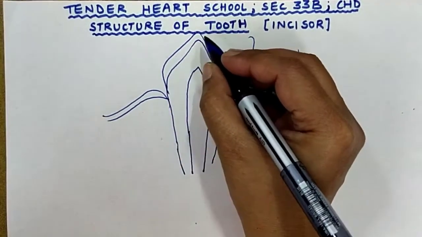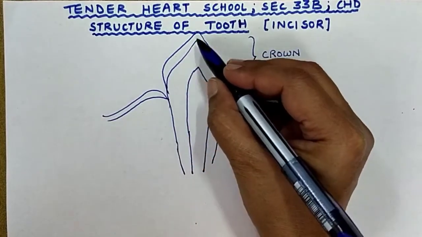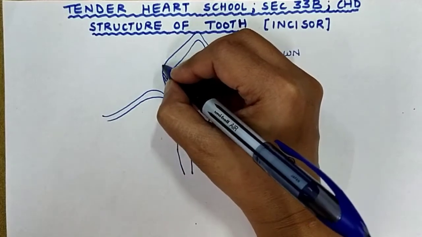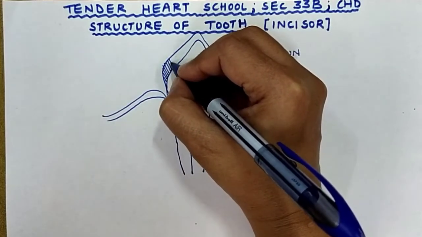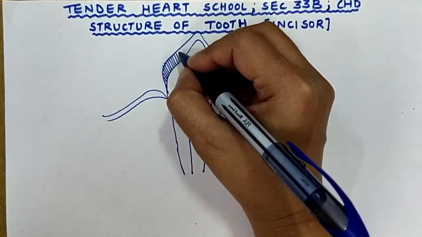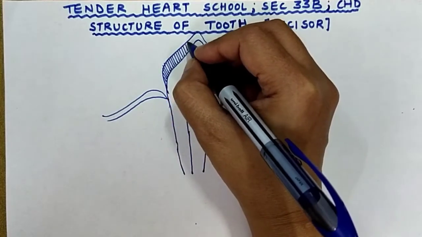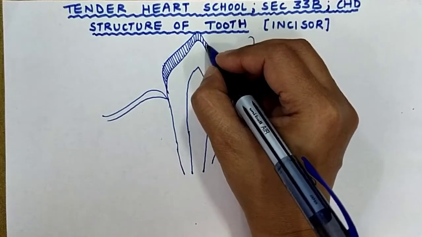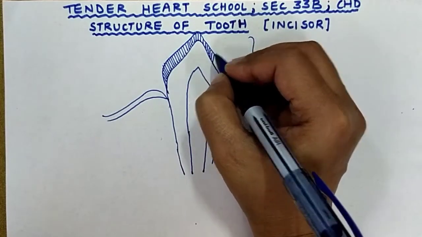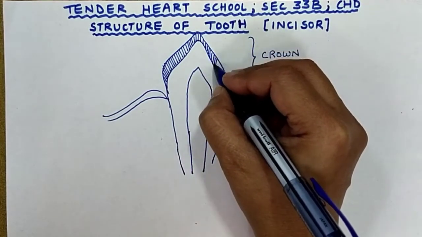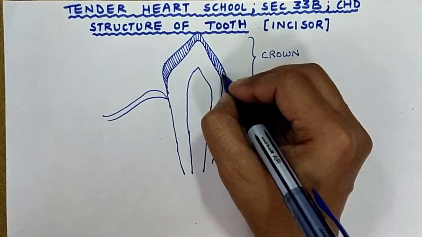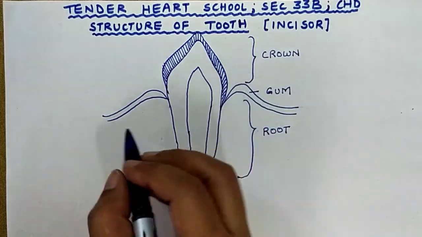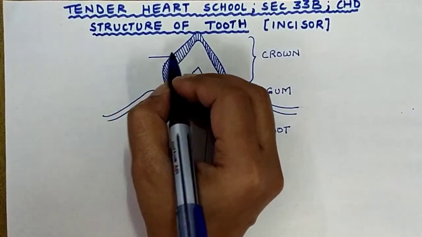Now the crown is covered by a protective layer which is called the enamel. Enamel, it is protecting the tooth and it is the hardest substance in our body. Hardest substance, harder than the bone, is tooth enamel. Tooth enamel is a layer which is giving protection to the tooth. So this is enamel.